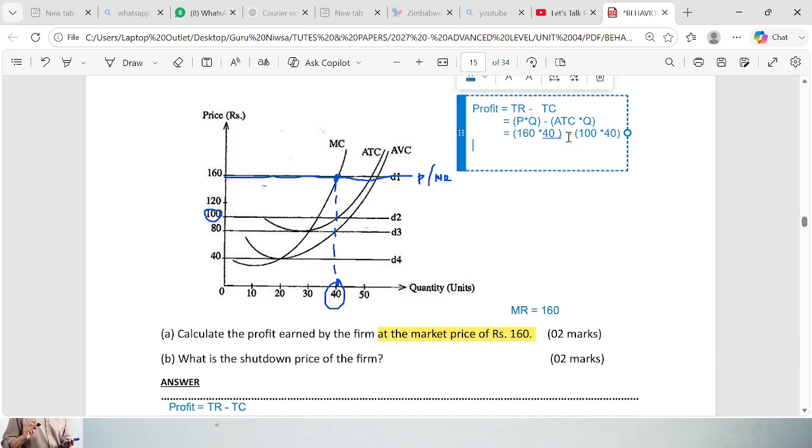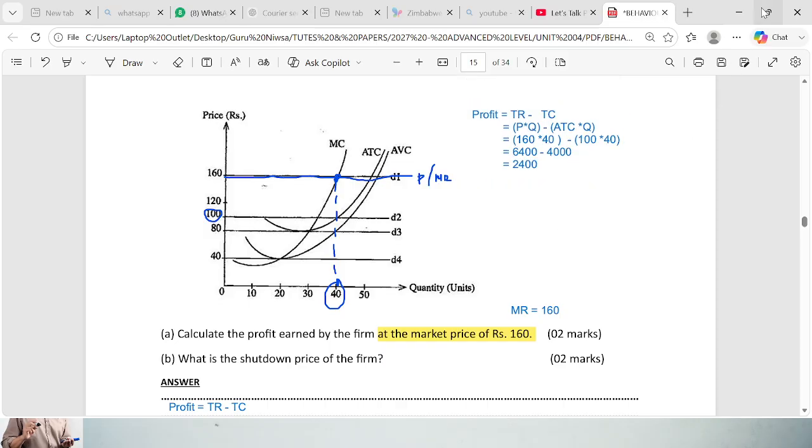Then total revenue should be 6,400, minus total cost 4,000. How much is the profit or loss? 2,400. Is it profit or loss? Profit. Give me 1 minute.